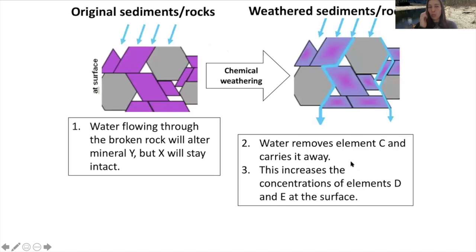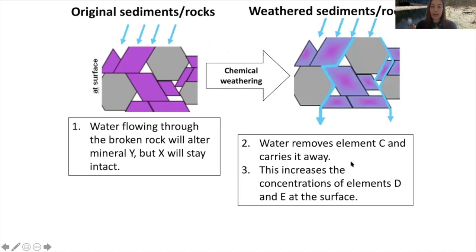So over time, water flowing across the broken rock or into fractures along the rock or pooling at its surface will slowly alter mineral Y by removing element C and carrying it away. What results from that is that mineral Y, the purple mineral in this example, becomes altered through chemical weathering.